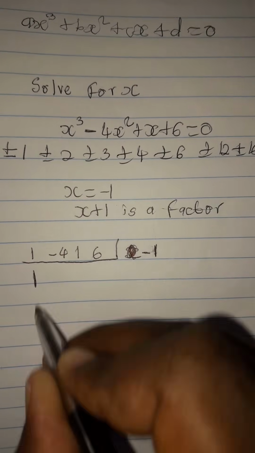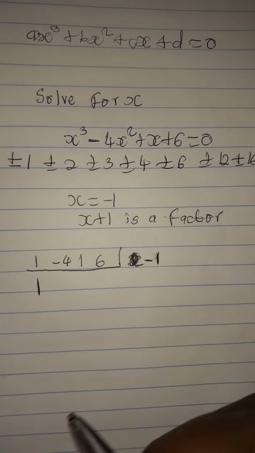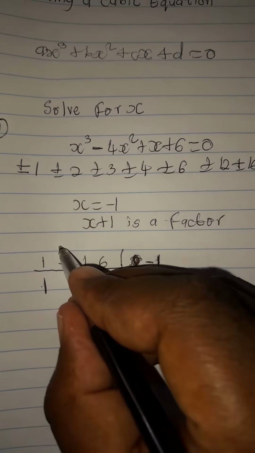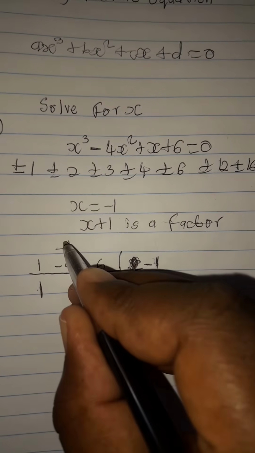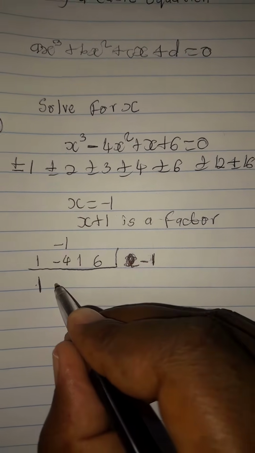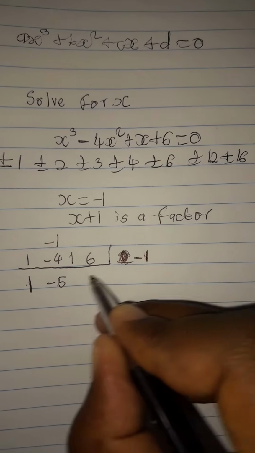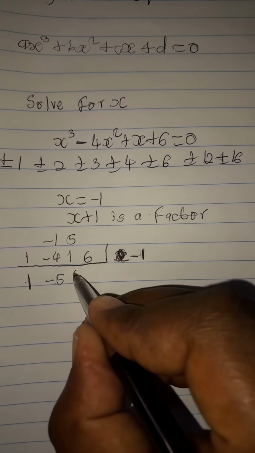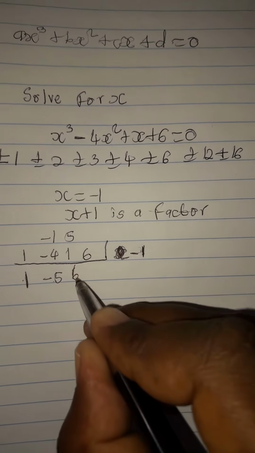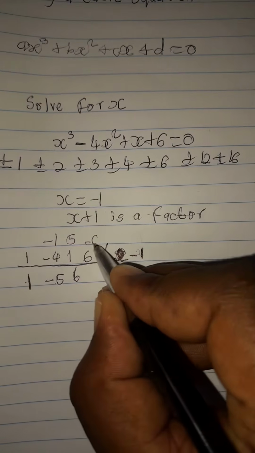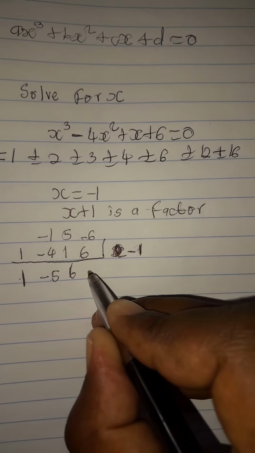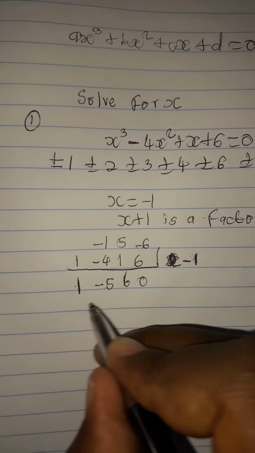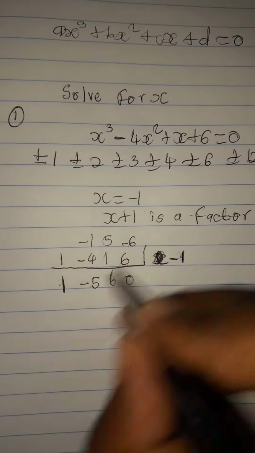First thing first, we are going to drop the coefficient of x cubed, which is 1. You bring it down. So it's a short division, guys. You will see how we are going to work this out. 1 times negative 1 is negative 1. Negative 1 plus negative 4 gives us negative 5. Negative 5 times negative 1 is positive 5. 5 plus 1 is 6. 6 times negative 1 is negative 6. And negative 6 plus 6 is 0. We are done. Then, note, we have a binomial, which is x plus 1.